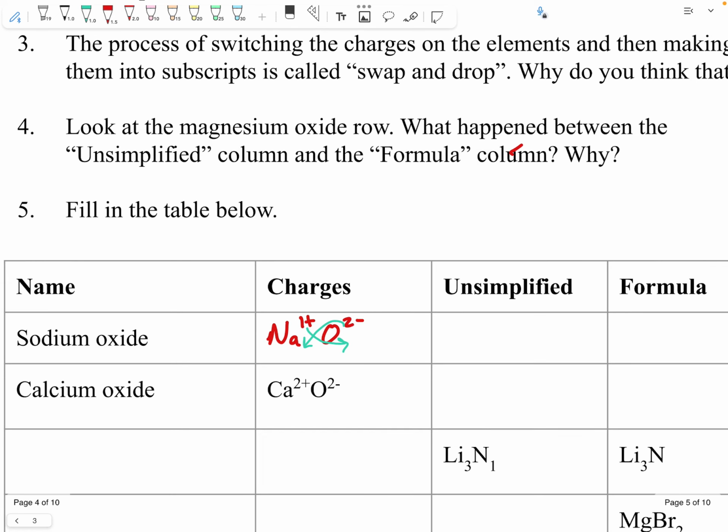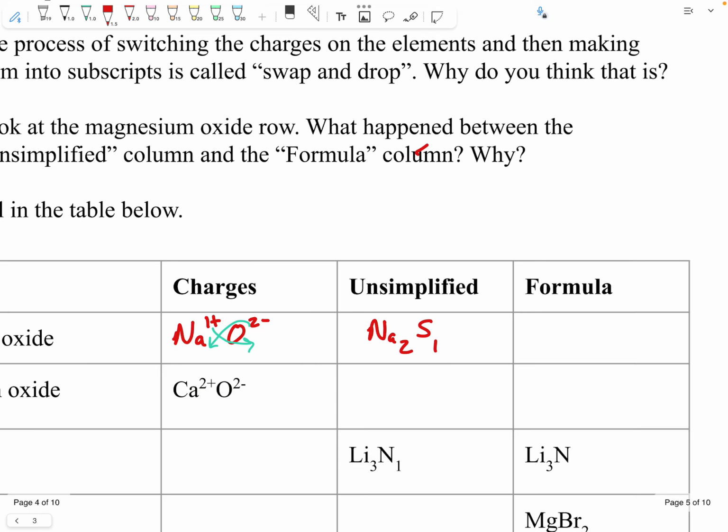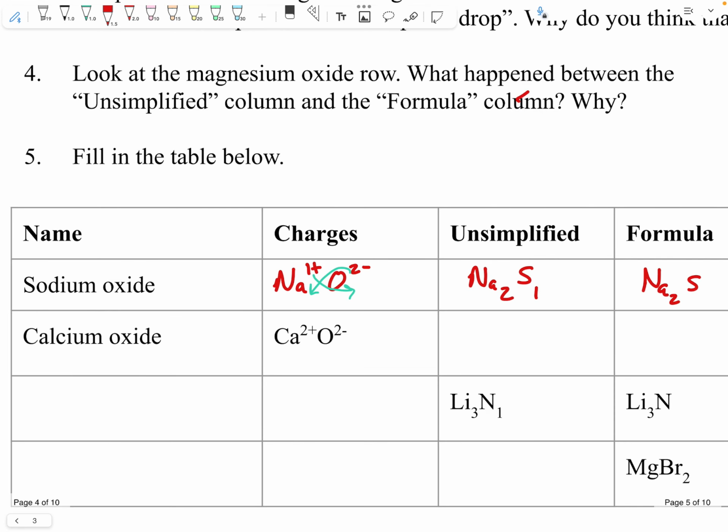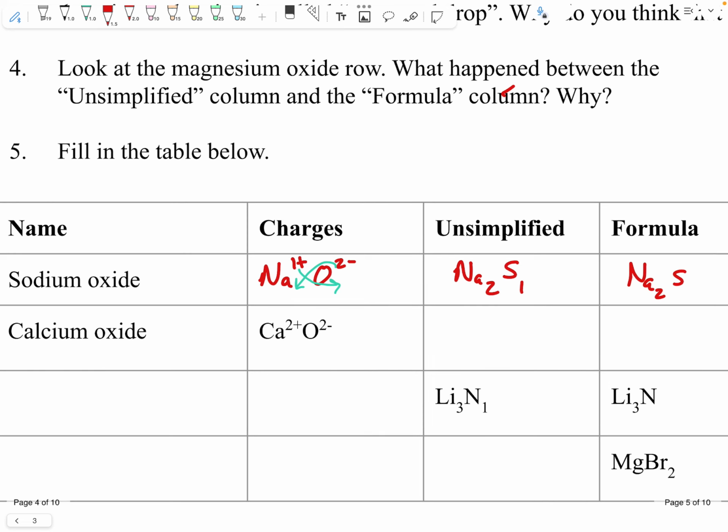Unsimplified becomes Na2O1. Simplified formula, Na2O. We do not need to show that 1. Lastly but not least, I think I'll stop at calcium oxide. I think you can handle this one.